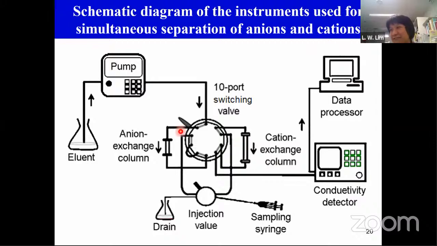Sometimes it's one system, where you can share the same pump, the same detector, and the same data processor. Just use one valve, and you can have two systems. So sometimes it's very convenient if you have a valve like this.